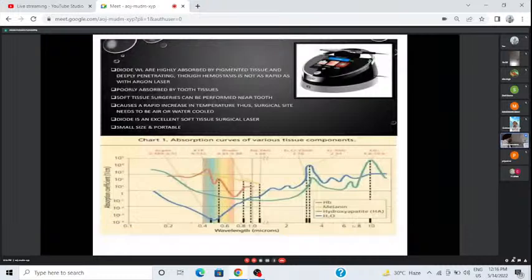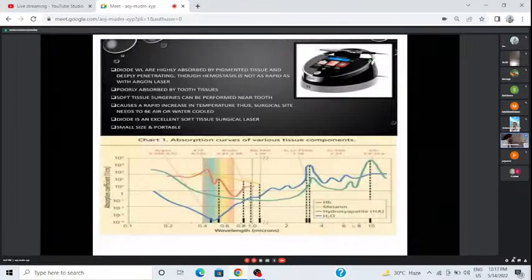So if you see here, the diode and ND-YAG lasers, they have got very good affinity towards this yellow thing. And what is this yellow? Melanin. So this diode laser can be used for depigmentation procedure, but not a hard tissue laser.